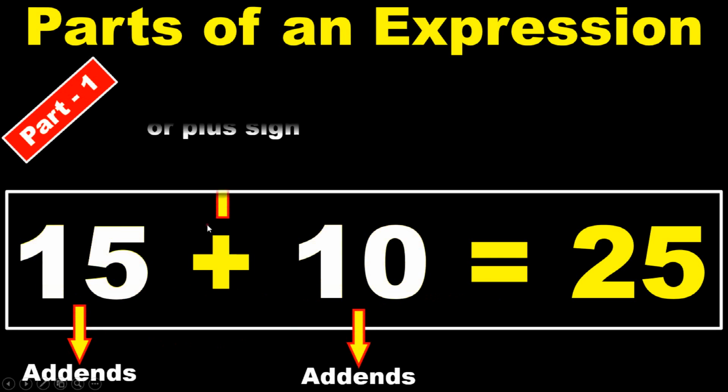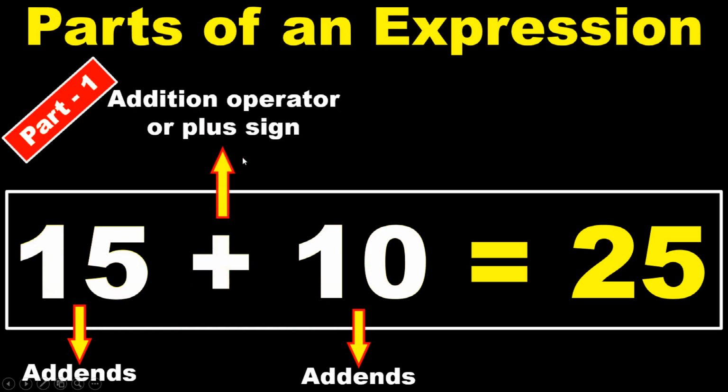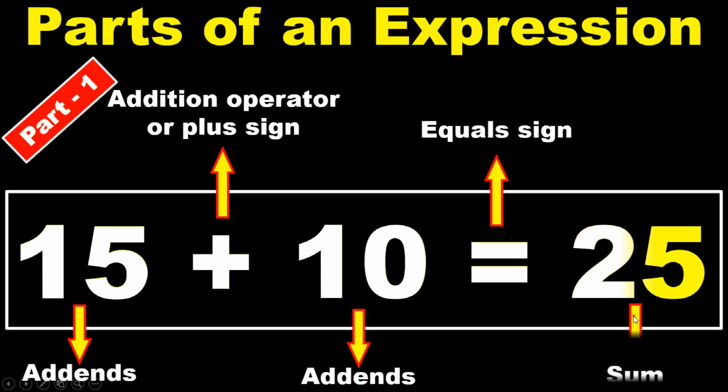The plus symbol, the symbol connecting them, is the addition operator, often referred to simply as the plus sign. The equal symbol, next up, is the equal sign, which tells us that the left side has the same value as the right side. The result, 25. Finally, the total amount you get after adding the addends together is called the sum.